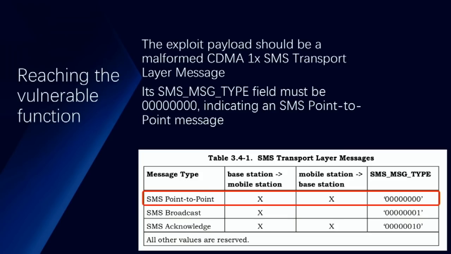So the first thing we need to do in the exploitation is find a path to reach the vulnerable function. The payload we should construct is basically a malformed CDMA one-time SMS transport layer message. There are many fields and structures inside this message, and we have to set them all correctly to reach that vulnerable function. The first field we need to set is the message type. We have to set it to 0000, indicating it is an SMS P2P message.